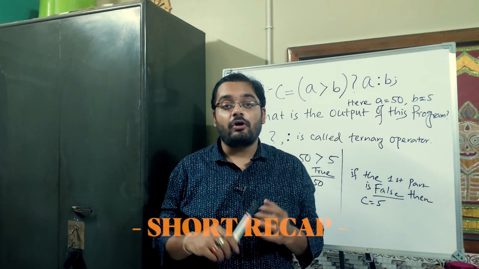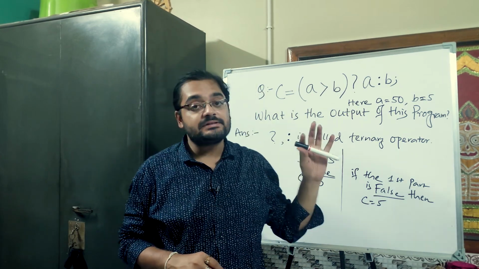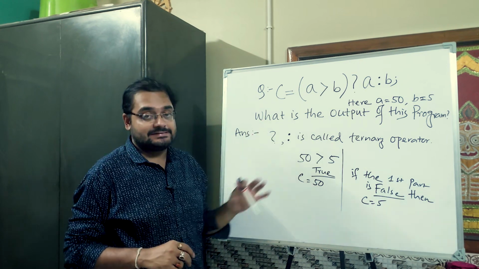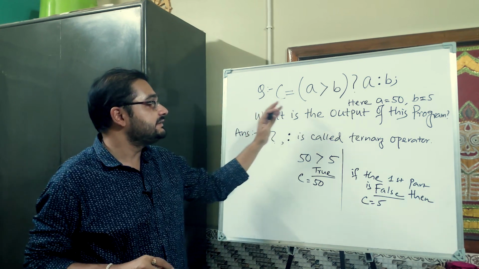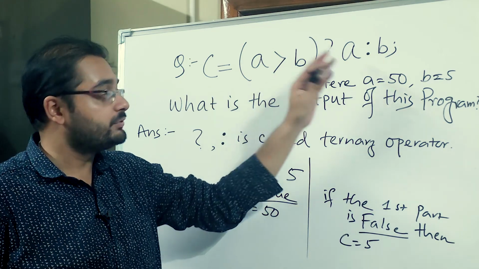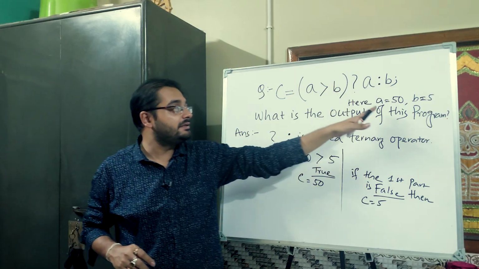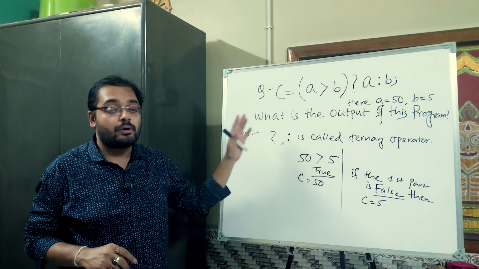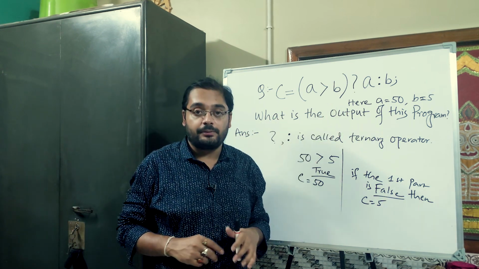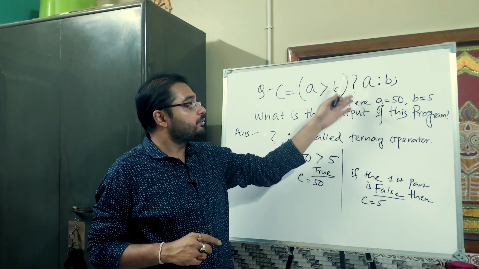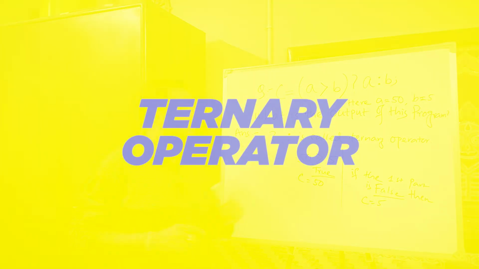This is the short recap video, and it is based fully on question and answer. Here we can see C is equal to A greater than B, question mark, A, colon, B. Here A is equal to 50 and B is equal to 5. What is the output of this program? The question mark and colon is called the ternary operator.